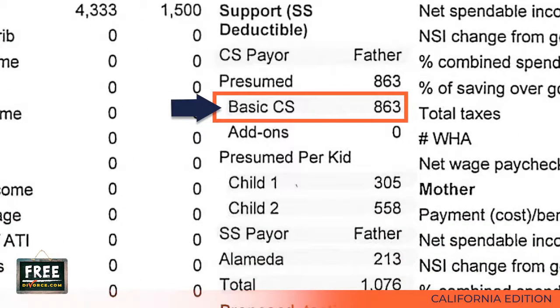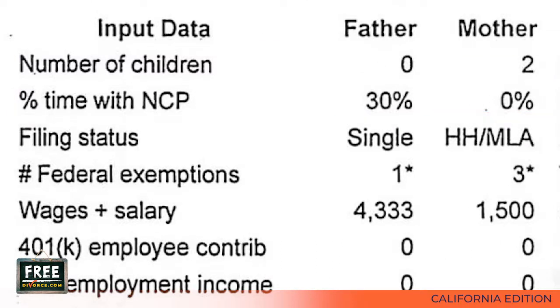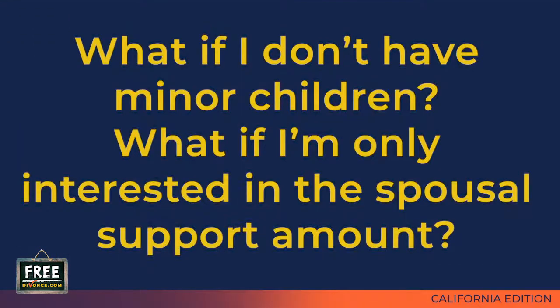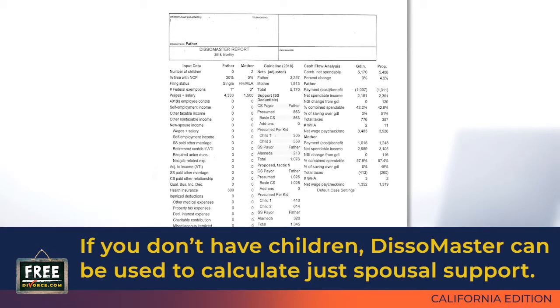If you don't have minor children by your marriage, you can skip the data entry lines that pertain to children on the Dissomaster program. What if I don't have minor children? What if I'm only interested in the spousal support amount? As I mentioned, the Dissomaster program will work for just spousal support. If you don't have children and don't enter any data about children or custodial timeshare percentages, the program will simply calculate the spousal support number and will not give you a child support number.